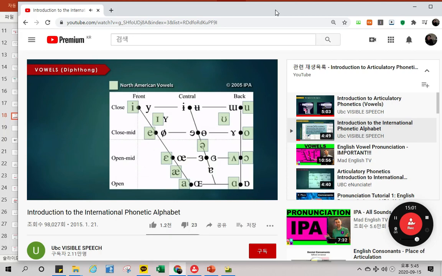Just a brief note on representing diphthong vowels. Remember that diphthongs involve two vowel qualities, so the diphthong A, as in face, starts out at A and ends at I.